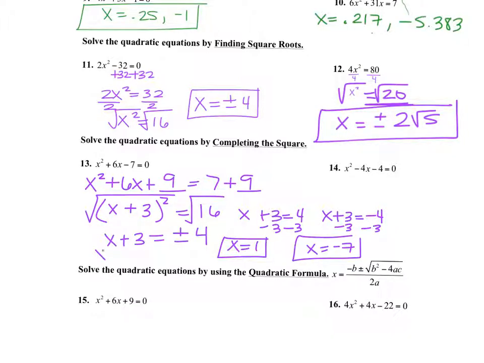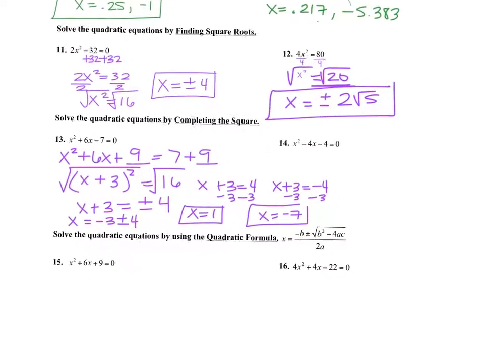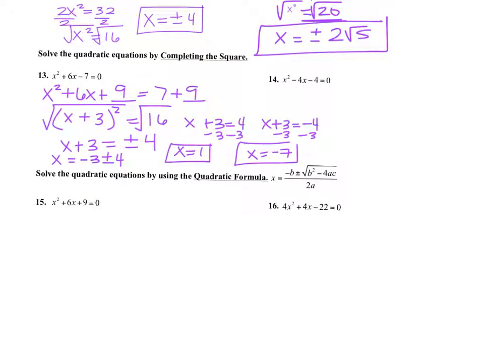You may write it this way instead, but you still need to figure out what they are. -3 plus or minus 4, right? But then tell me what those are. Okay, 14. Completing the square still.